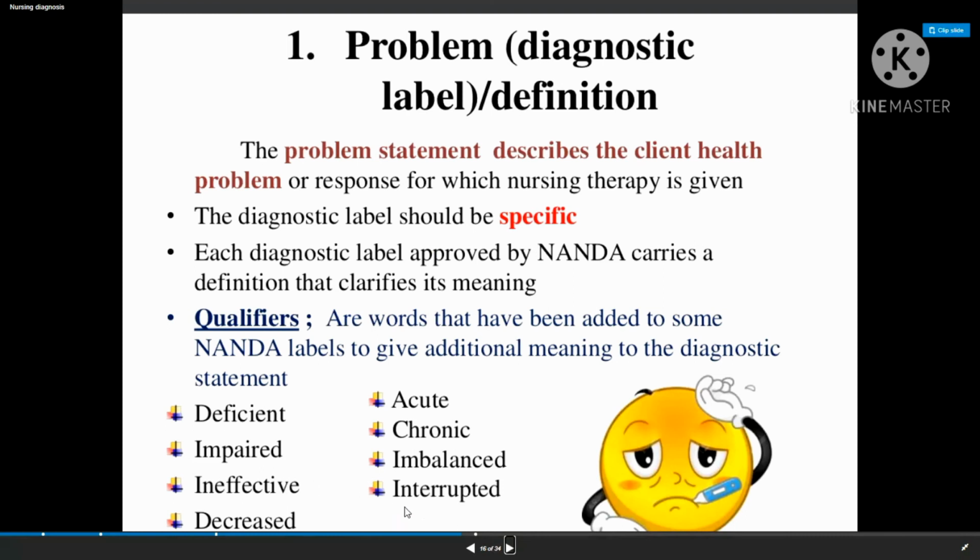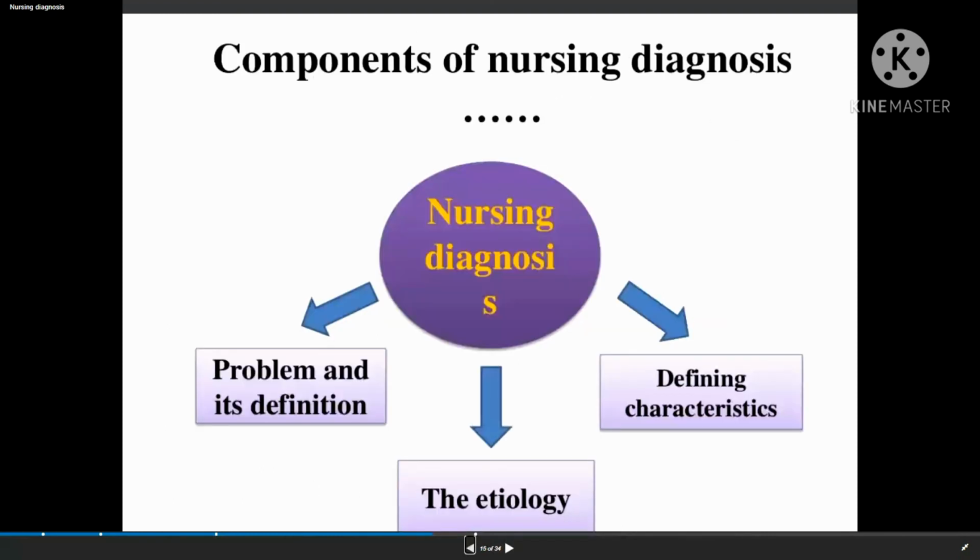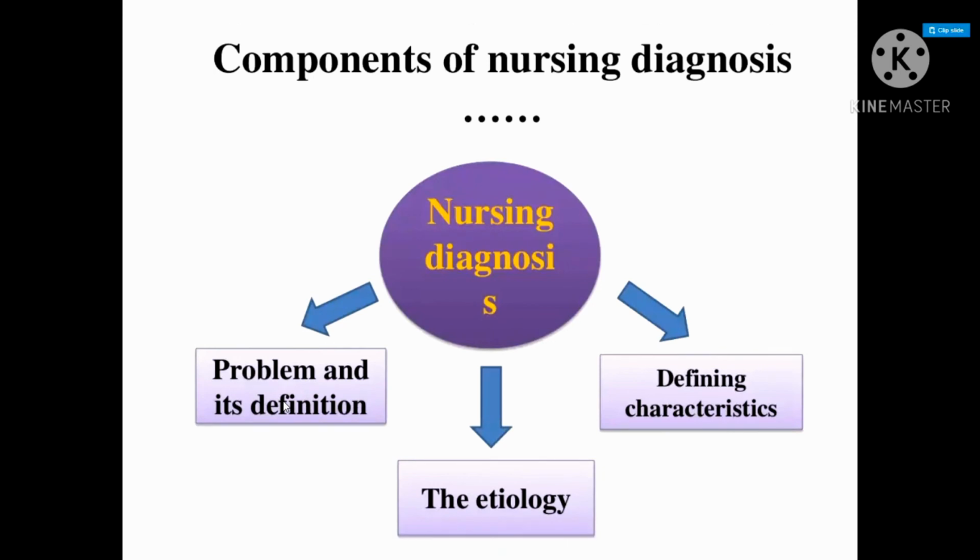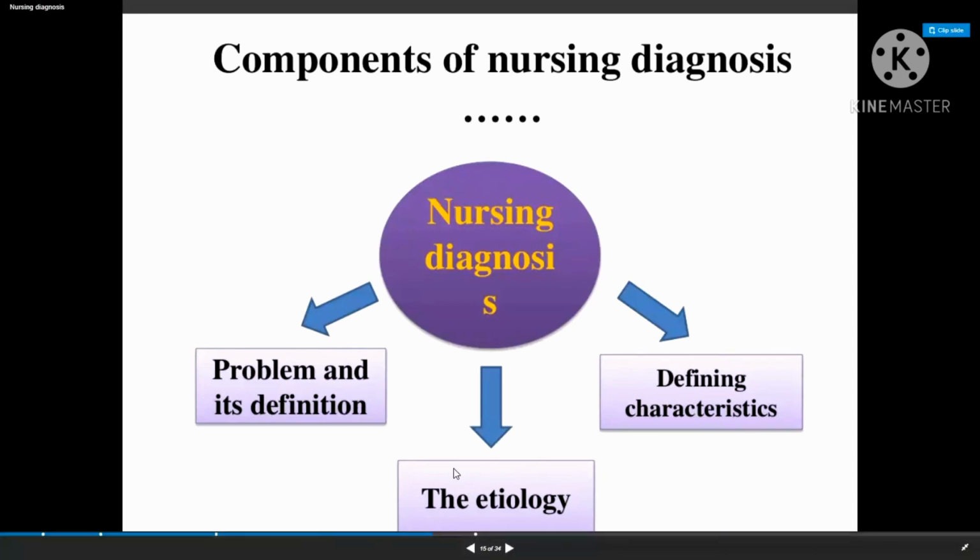The nursing diagnosis has three components. First is the problem, then the etiology, and then the defining characteristics. In simple words, the problem and its definition is the first one: decreased, increased, impaired, interrupted, like that. Etiology is the reason behind the problem. Defining characteristics means the signs and symptoms. What is the proof of this problem? That is the defining characteristics.